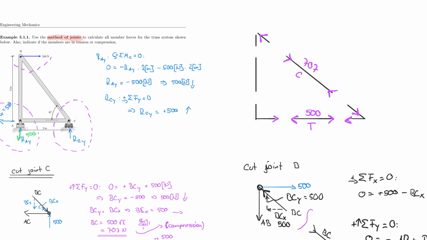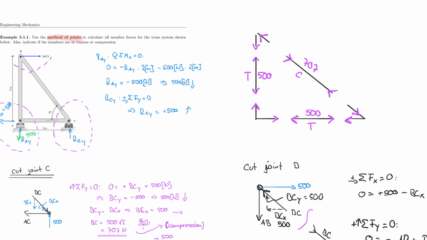Last but not least, I have the vertical member, and that was also 500, but that was in tension. So I'm gonna put my number here first, 500 in tension. And if I know it's in tension, then it's pulling away from the nodes. And for the inner part, it's pulling away from the inner part, or from the member, I should say.